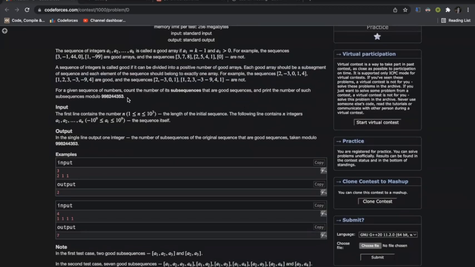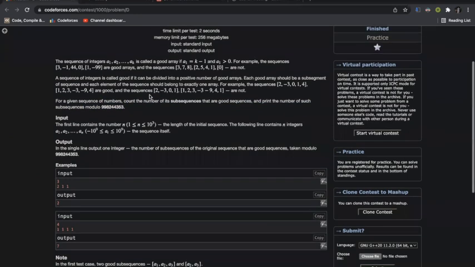Now comes the main problem. We are given a sequence of numbers and we need to count the number of its subsequences which are good sequences. I know the problem statement is a bit involved and there are a lot of terms used here like good array, good sequence, and subsequence. But if your basics are strong, I don't think it's very difficult to understand the problem statement at least.